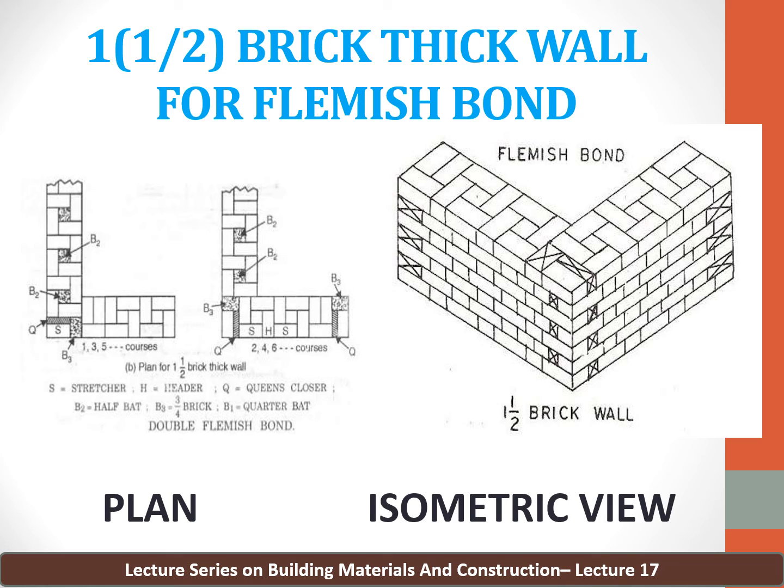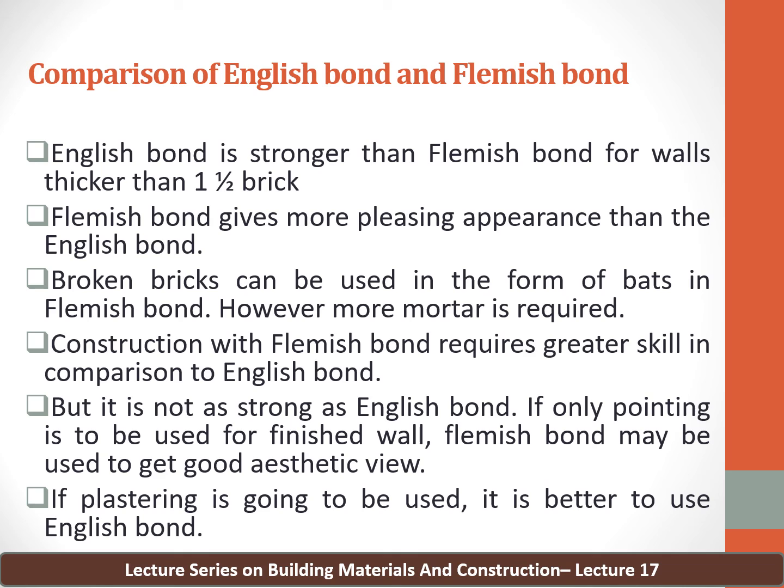In walls having thickness equal to odd multiple of half brick, 1.5 brick thick wall and 3/4 bricks are amply used. For walls having thickness equal to even multiple of half brick, no bats are required. A header or stretcher which comes out as header or stretcher in the same course in front as well as in the back face. So this is the comparison for the English as well as the Flemish bond.